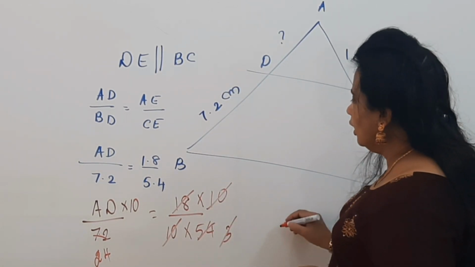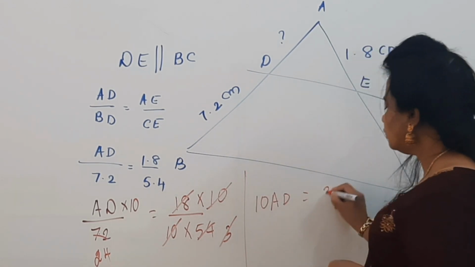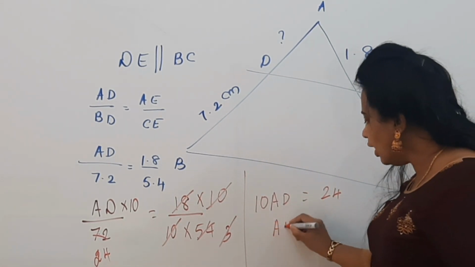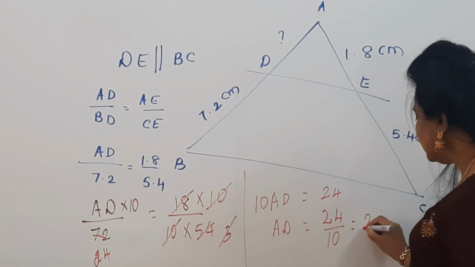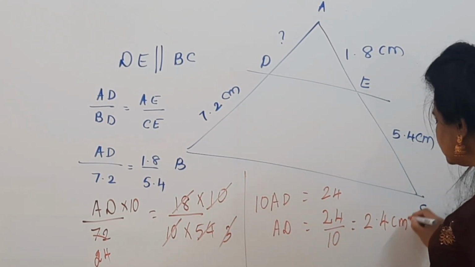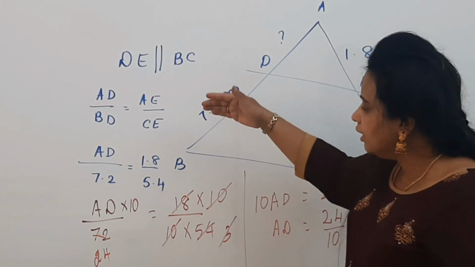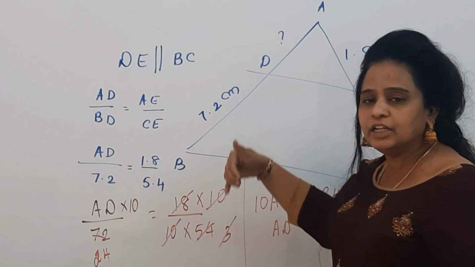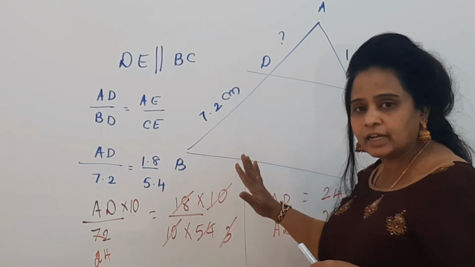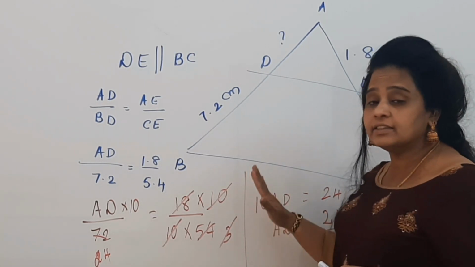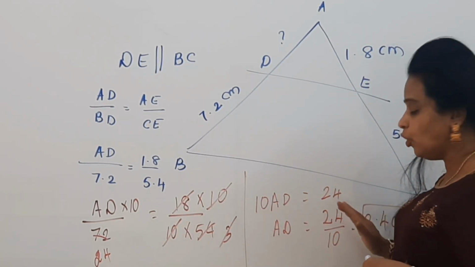So your AD into 10 AD is equal to 24. You have to find what is AD, that is 24 divided by 10, which is equal to 2.4 cm. Children, I tell you one more clue: when you are converting into fraction and you do all the calculation, you finish your calculation, but the final answer you must give in decimal only.